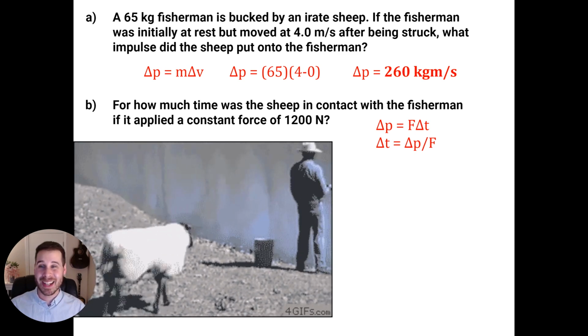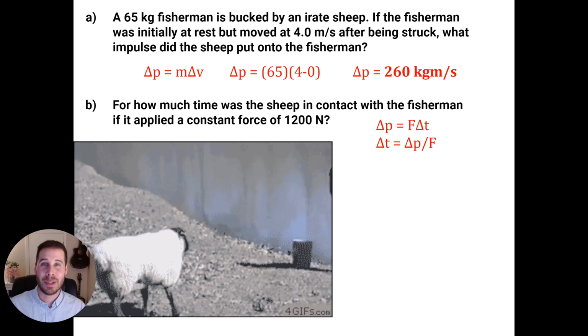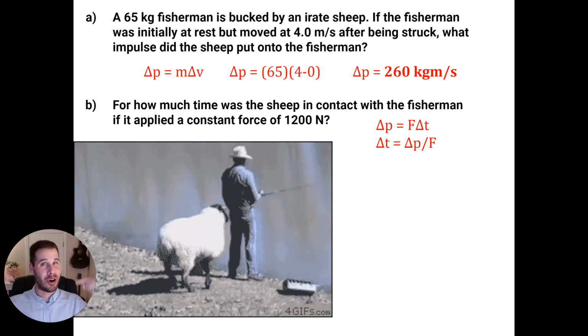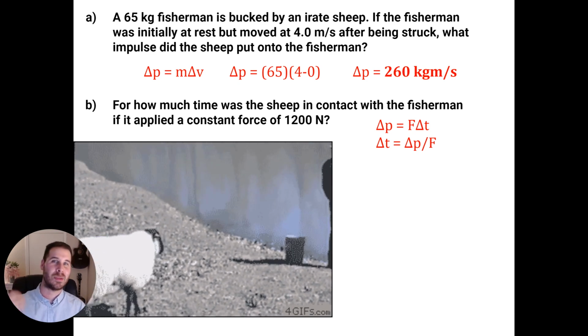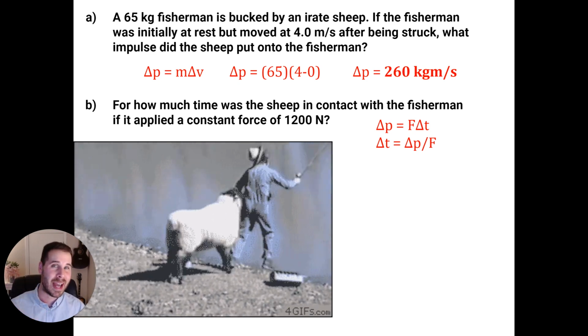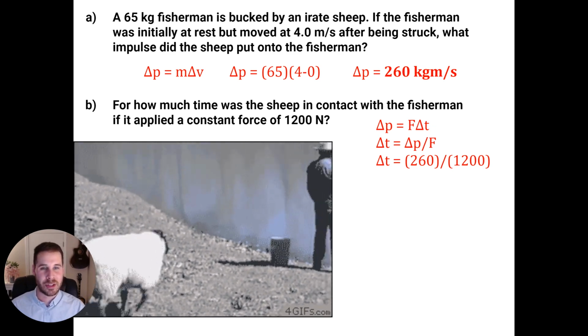They're saying that the sheep applies a constant force of 1,200 newtons, so that's what I'm going to plug in for F. But what am I going to plug in for delta P? Well, remember, in part A, we already solved for delta P. We solved for the impulse that is put onto the fisherman, so we can reuse that information like we did before.